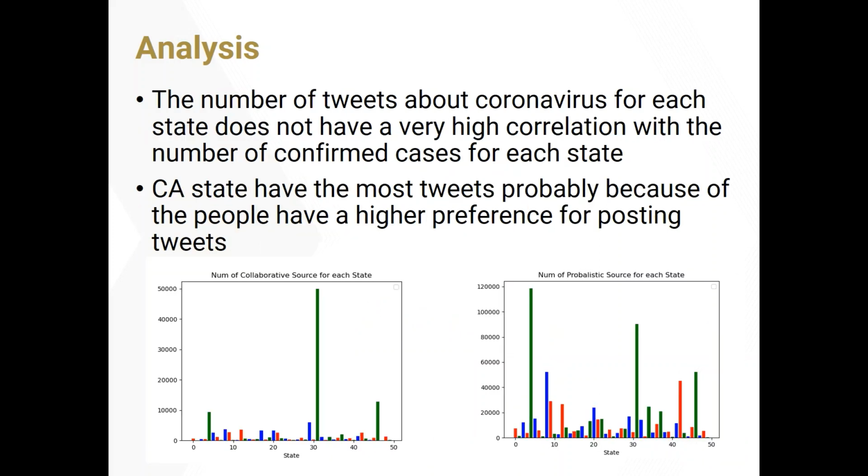The second extra analysis I made is the comparison between the number of tweets for each state and the number of confirmed cases for each state. You can see that the number of tweets about the coronavirus for each state does not have a very high correlation with the number of confirmed cases. California has the most tweets about the coronavirus, but New York has the most confirmed cases. I think the number of tweets only indicates that more people in that area like to post their feelings about this coronavirus disease.